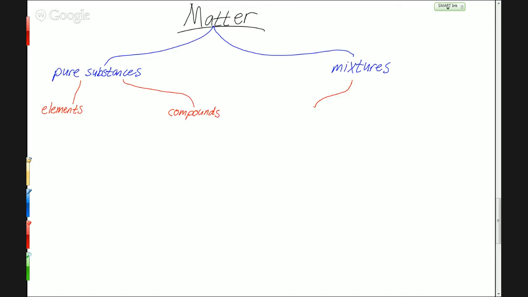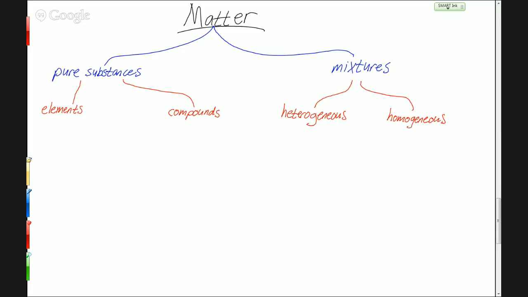And mixtures can be either heterogeneous or homogeneous. So those are our 4 categories of matter. I'm going to give you some examples of each and some definitions of each.